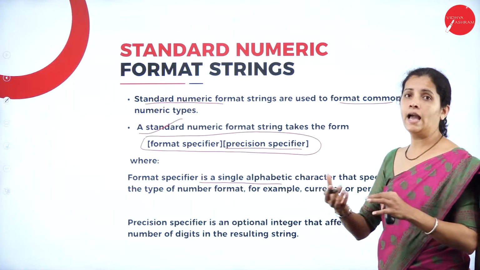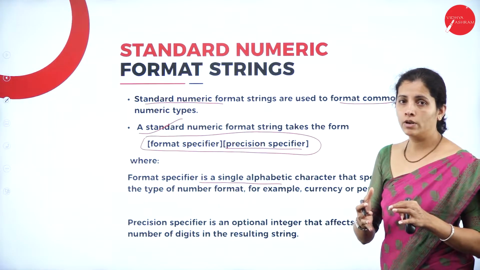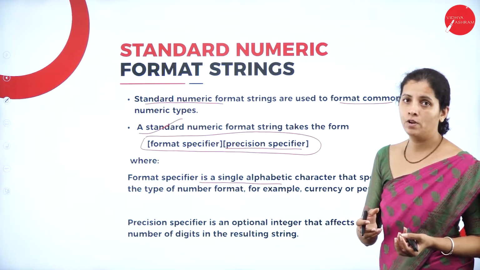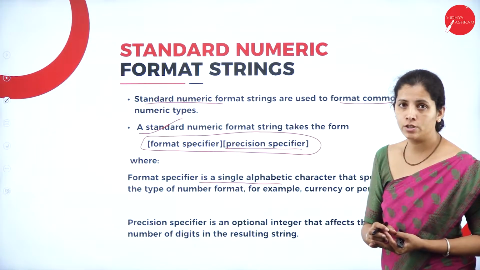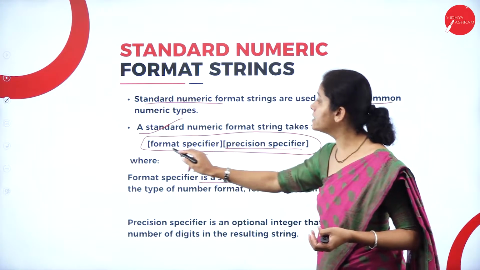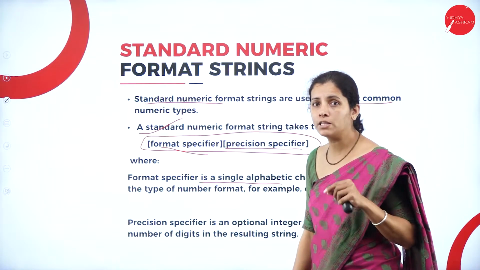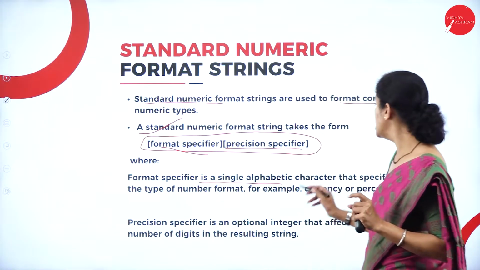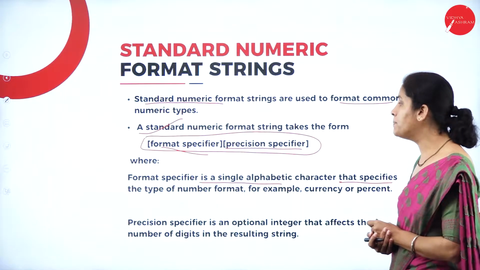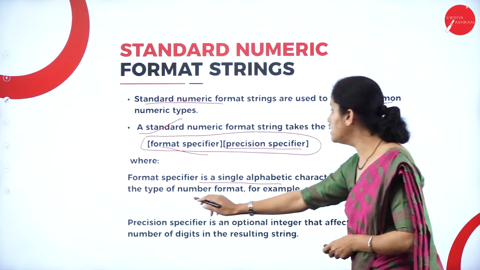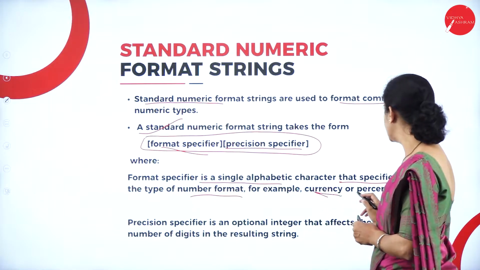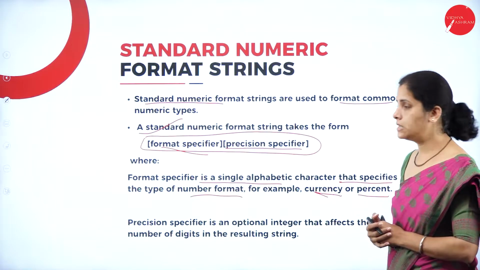Suppose I have an amount. Now I want to display that in the form of currency, or in the form of percentage, or in the form of exponent. So I'm going to specify the format. What is the format specifier here? It is nothing but the single character that specifies the type of number format. For example, it may be currency or it may be percentage.